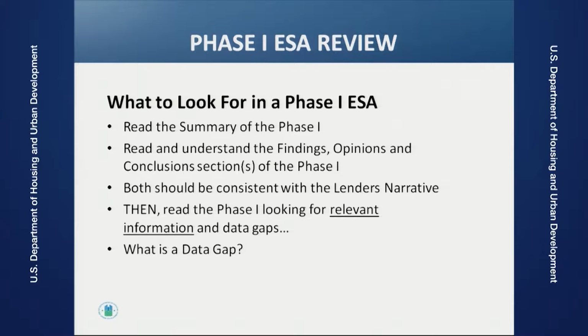And at this point, let me just read what a data gap is. According to the ASTM definition, a data gap is a failure to obtain information required by the ASTM standard despite good faith efforts by the environmental professional. The environmental professional must identify and comment on significant data gaps that affect the conclusions of the report.